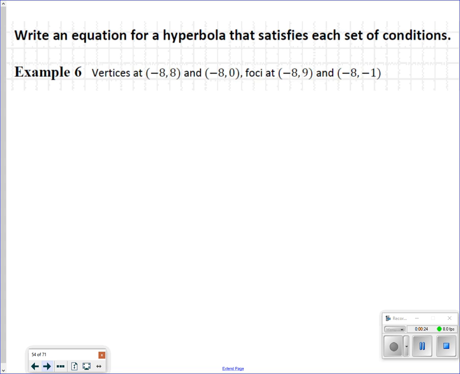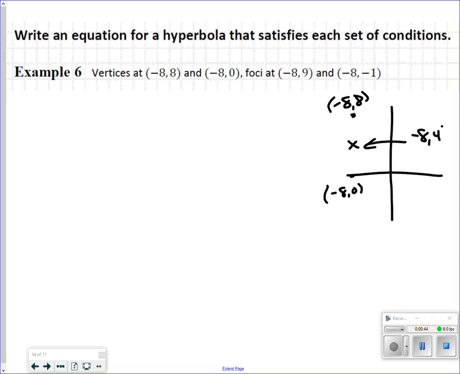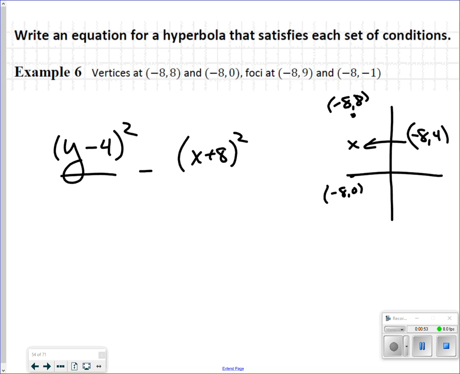I'm going to make a little sketch first because I need to know whether or not this hyperbola goes up and down or left and right. So -8, 8, and -8, 0 are my vertice points. So I know now that this hyperbola goes up and down. And the center then is the halfway point in between. So we're at -8, 4. So it's a y that comes first because it's an up and down hyperbola. So that's what I know so far.